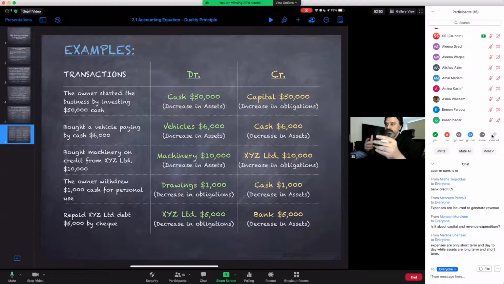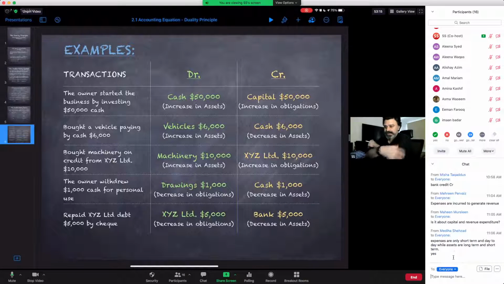By the way, about the questions I was asking the O level accounting students, let me go through all your points now. Madiha has mentioned something below in the chat. Madiha says expenses are only short term and day to day while assets are long term and short term. Madiha, you have done your O level accounting because this is the explanation. Madiha has just written something in the chat box. I want you all to read through it.